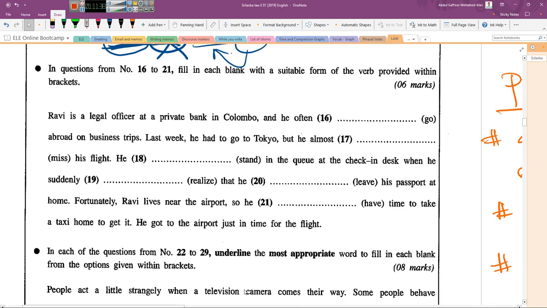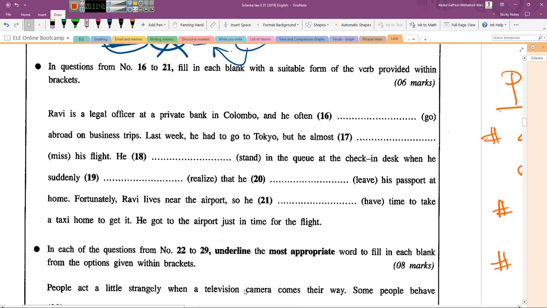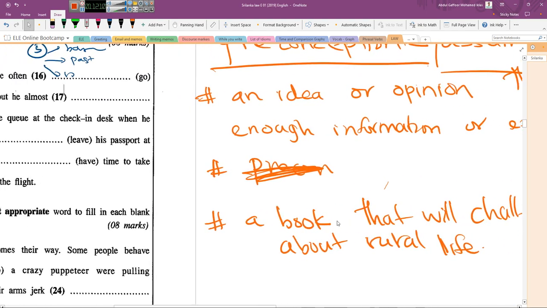In questions 16 to 21, fill in the blank with the suitable form of the verb provided within the brackets. So what they are asking is the form of verbs, right? So normally we have 5 forms of verb. They are base form and past tense, past participle. Let me just explain the forms of verb over here.